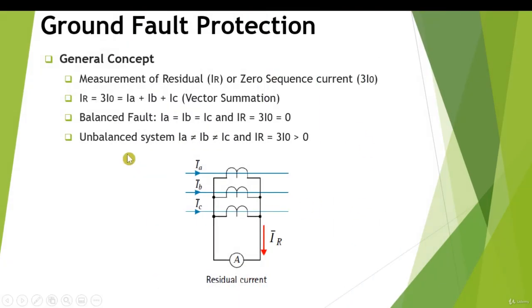So for a balanced system, all the phase currents will be the same. So the residual current IR or 3I0 which will be passing through the relay will be 0. For any unbalanced fault, the phase fault currents will not be equal and the residual current will pass through the relay and the relay will operate.